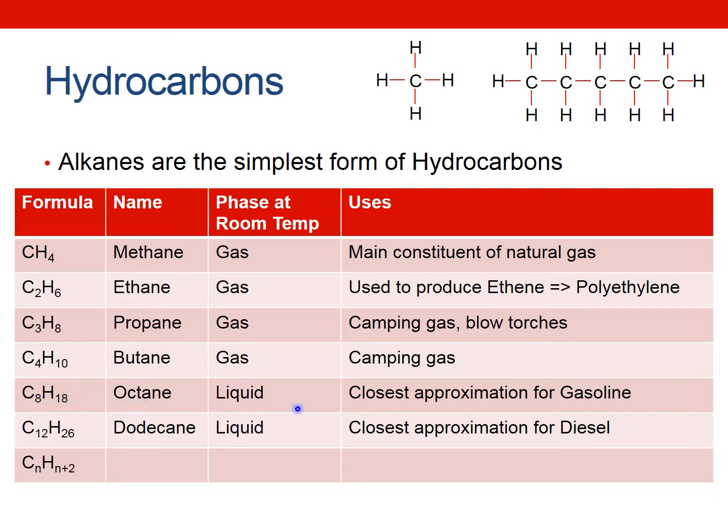Now I've singled this one out because of all the alkanes, octane is the closest approximation for gasoline in terms of boiling point and density, etc. So gasoline isn't always made up of octane, but it's the closest one in terms of its properties. And likewise for dodecane, that's the closest approximation for diesel fuel.